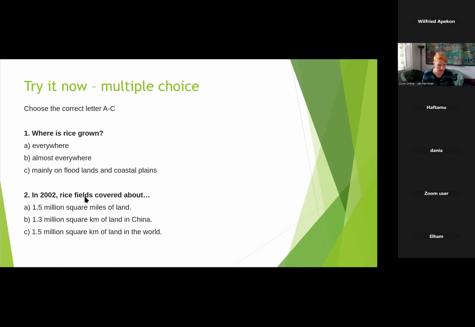In 2002, rice fields covered about... okay, this is a sentence completion question. One of these phrases will accurately complete this sentence. So what are our options? 1.5 million square miles of land, 1.3 million square kilometers of land in China, or 1.5 million square kilometers of land in the world.